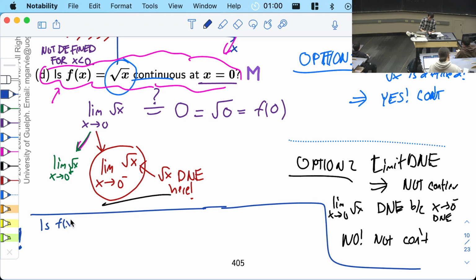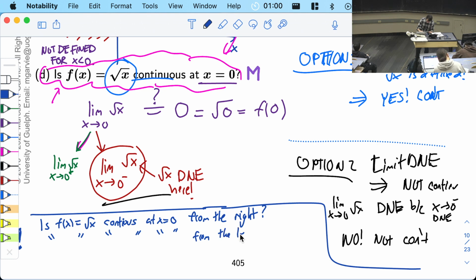We say, is f of x equals square root of x continuous at x equals 0? That's exactly what is written already. But we're going to add some extra quantifiers, extra help to make it non-ambiguous. And we're going to specify from the right. Or you could specify, exact same sentence. I'm going to use these little quotation marks to mean copy everything out. And you could say from the left. And by saying from the right and from the left, it specifies what exactly you mean.